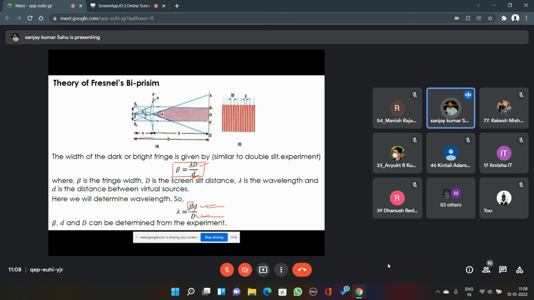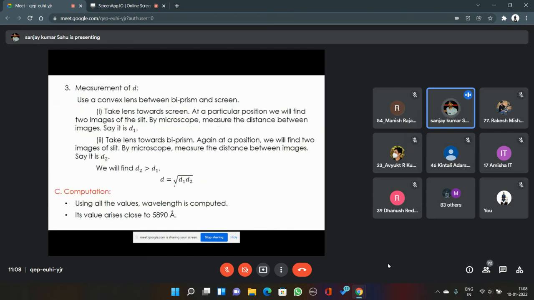Once you have found d1 and d2, you can find the distance between the two virtual sources using this method: d equals d1 minus d2. Obviously d2 will be greater than d1. Or you can use this formula, the square root of d1 times d2, to find the distance between the virtual sources.